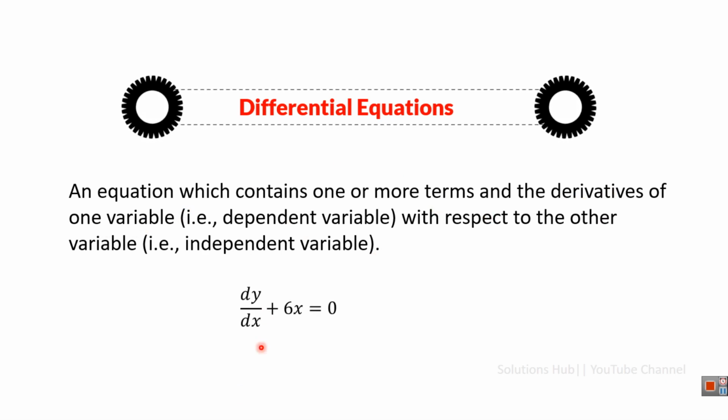Like we have an example here, you can see that we have dy over dx, which is basically a derivative of a dependent variable, as mentioned in the definition, with respect to an independent variable, also mentioned in the definition, appearing in that particular equation with some algebraic term, 6x here. The equality sign is also here. So this particular thing will be called our differential equation. So any equation which is a mixture of some terms and the derivatives of a dependent variable with respect to another variable, that is an independent variable, that particular equation will be called our differential equation, as we have discussed down below here.